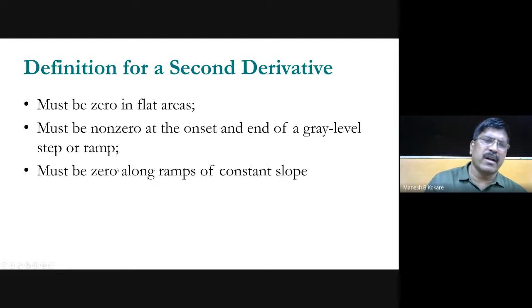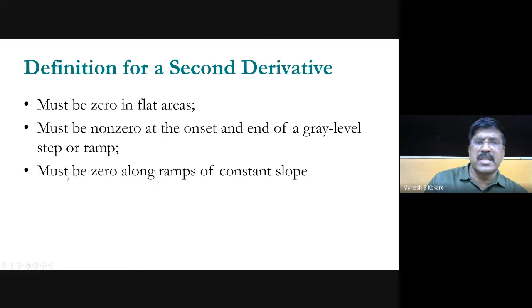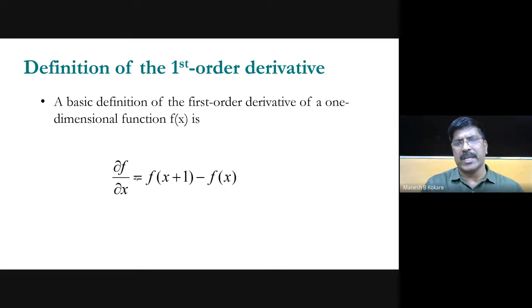See that in the case of the first derivative, for a ramp it was non-zero, but for the second derivative, if the ramp has a constant slope, then definitely the second derivative will be equal to 0. Now, what is the use of the first derivative filter and the second derivative filter? As I told you, I'll be explaining that in detail in my next lecture.